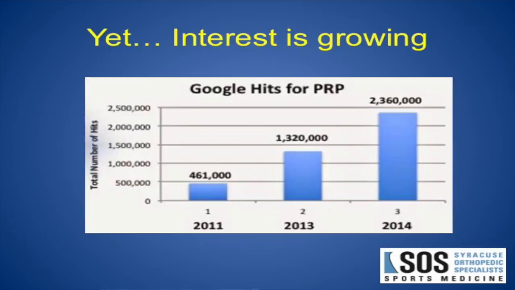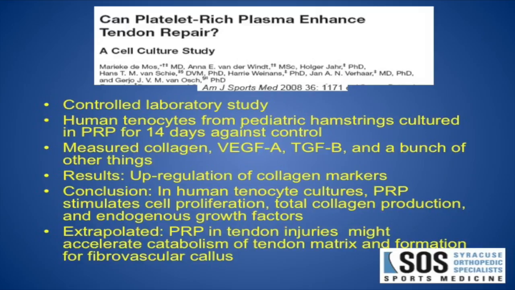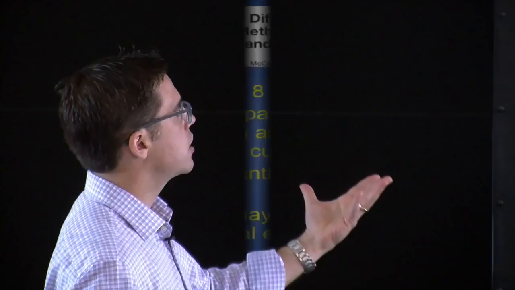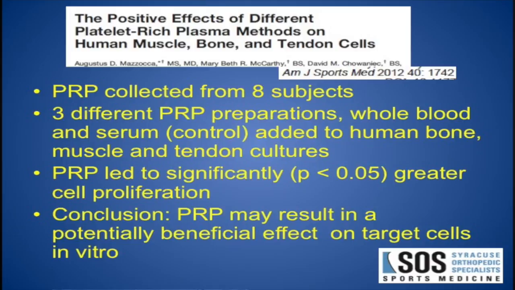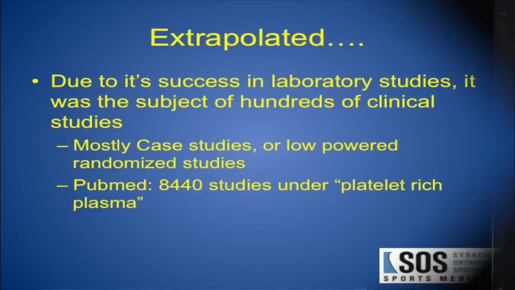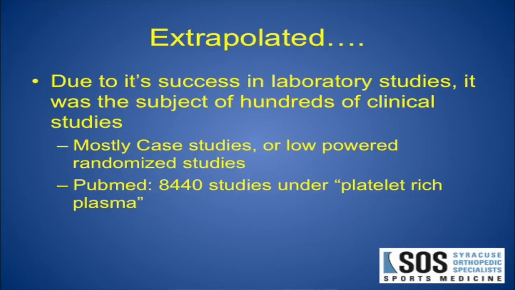So does it work? Well, this is encouraging. We started off with looking at cells in petri dishes, and we had some good response. This is another study that showed that PRP may result in beneficial effect on target cells when we looked at basically tendon and human bone and muscle. So we extrapolated these cellular petri dish or in vitro studies to, okay, let's try it on clinical studies and clinical populations.